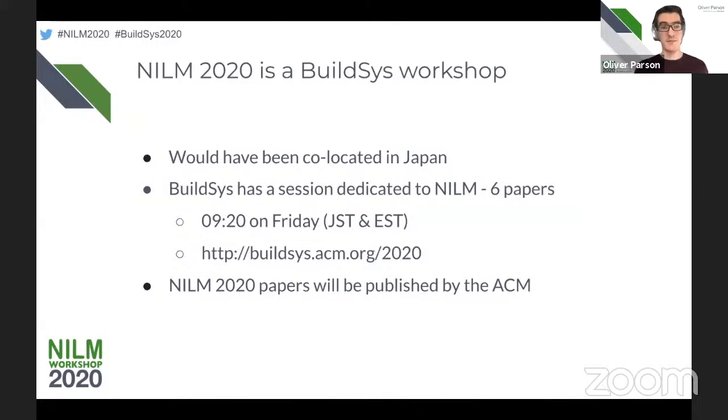And finally, another point of our collaboration with BuildSys this year is that the NILM 2020 papers will be published by the ACM under the BuildSys conference. So what does this mean? Academics and their institutions are evaluated, at least in one way, by looking at the places they publish. Publishing papers at a conference whose proceedings are published by a recognized body like the ACM carries a lot more weight than just putting the papers online, which is what we've done previously with the NILM conference.